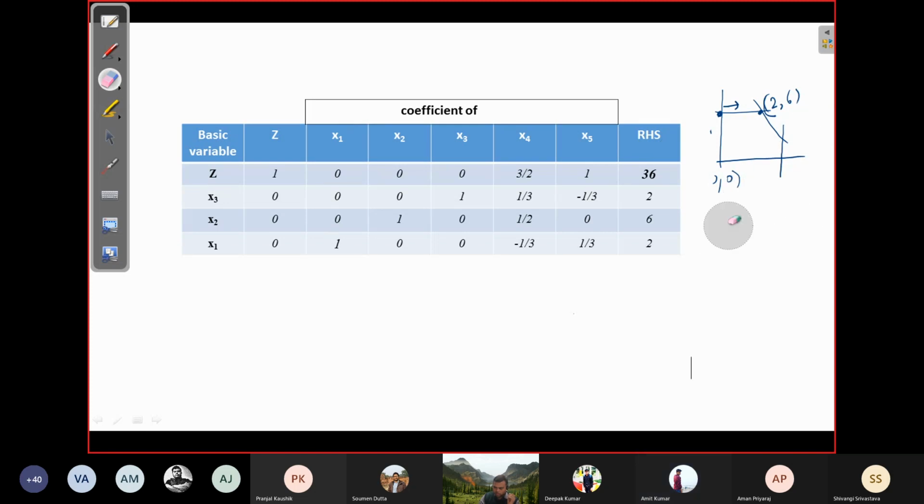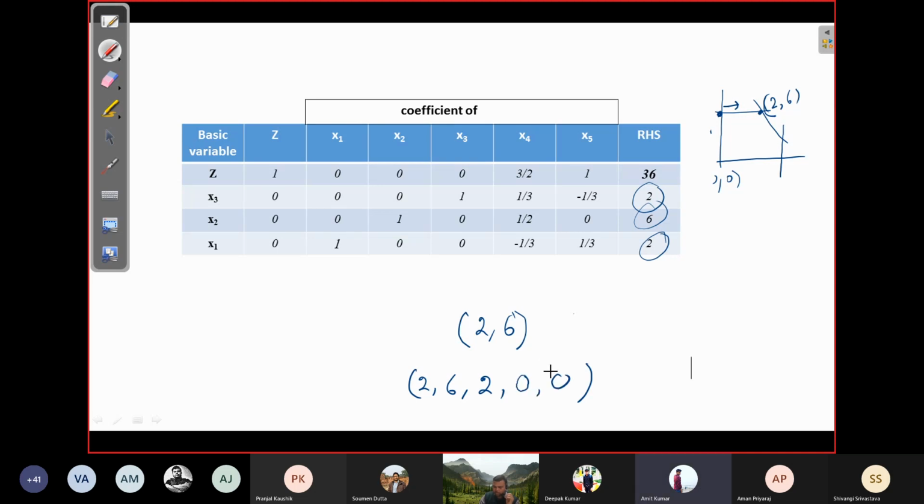So you see, the corresponding table is 2 6, right? The value of X1 is coming as 2 and X2 is 6. And what is the augmented solution, can you tell me from this table? So 2 6 is the value of X1 and X2, in two dimensions. If I want to write the augmented BFS, X1, X2, and then what will be the values of X3, X4, X5? 2, 0, 0. So X3 is 2 here, right? And then X4 and X5 are non-basic, so they are set to 0. Fine. So now can you tell me whether this table is optimal or not?